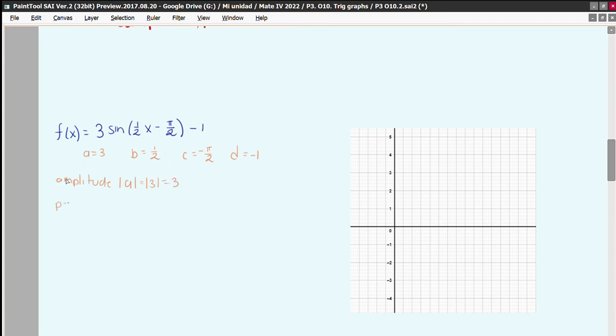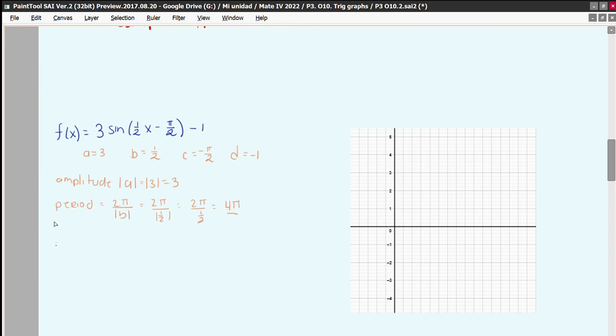Now, my period is 2 pi over the absolute value of B. That is my formula. And in this case, this is 2 pi over 1/2. And this is just a sandwich law that gives me that this is 4 pi. Okay, so that is my period.